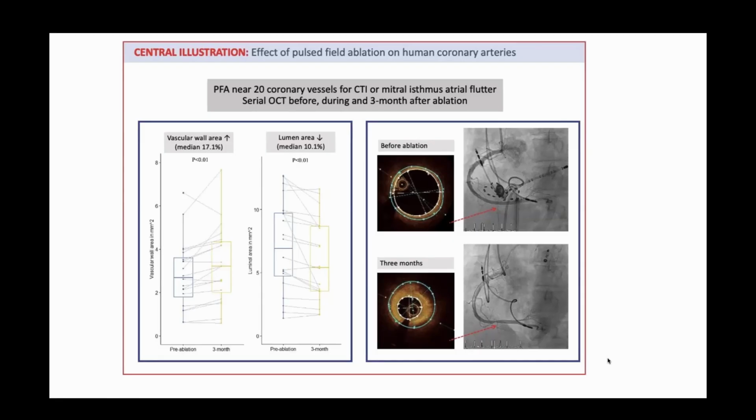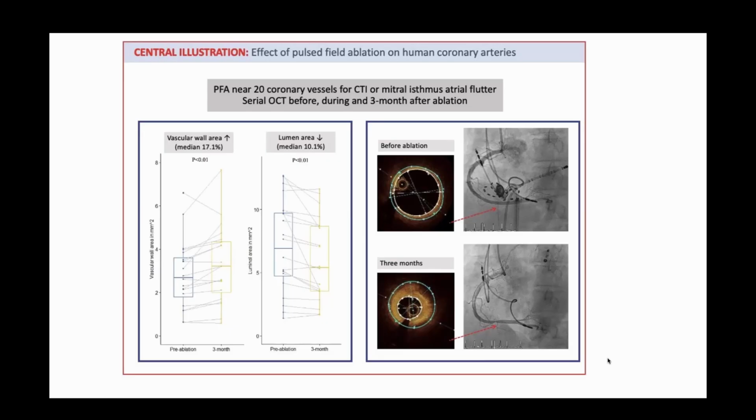And on the right-hand side, you can see a particular patient with quite significant coronary stenosis at 3 months, which can be seen in both the coronary angiogram and also in the OCT. So pretty impressive, but I guess some could argue, well, 10%. Do you think that's clinically relevant? Does that mean anything for these patients long term?